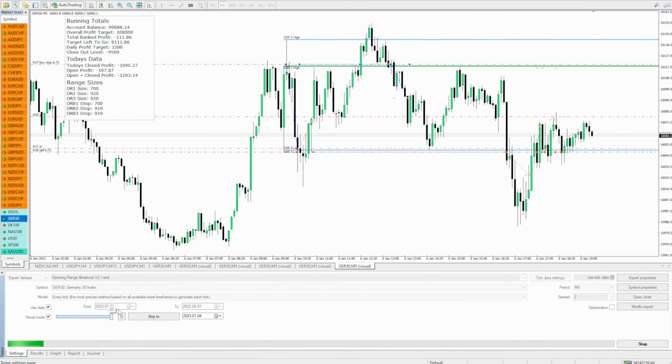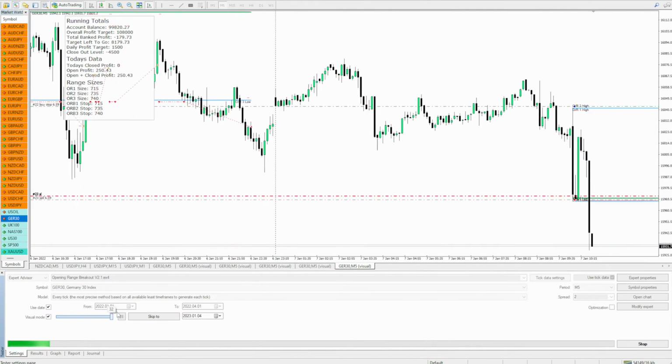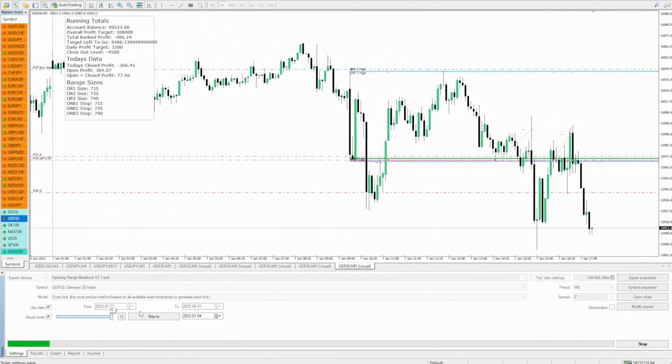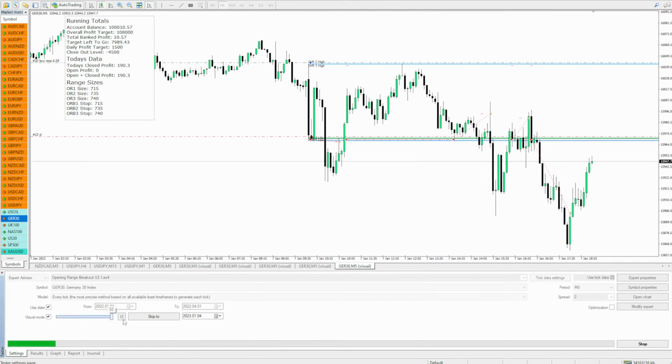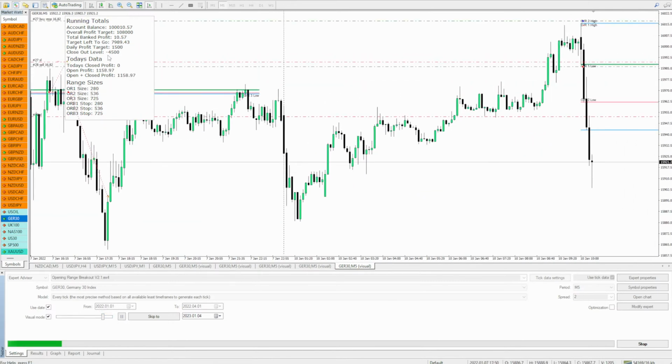But what this set file will do, if I can find the day, or this setting rather, it's just to demonstrate the setting. It will just tighten the stop up as we get to our target. The target's actually too high on this set file. That's probably why. Here we go. Right, so here we go. This one will probably work.